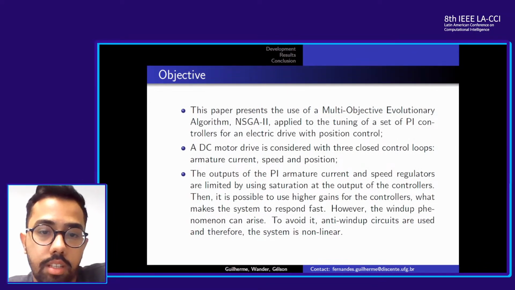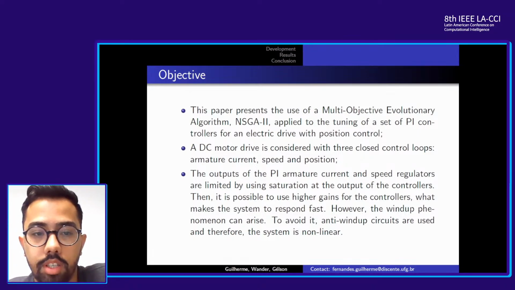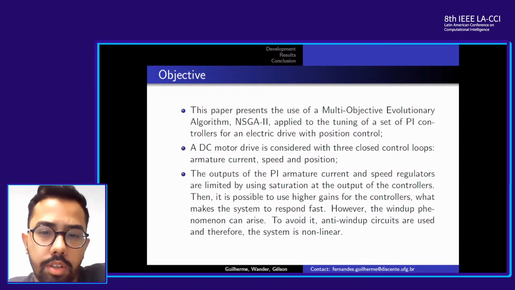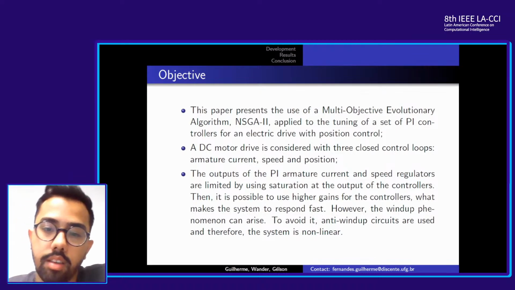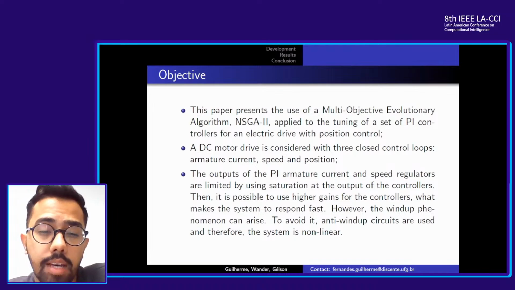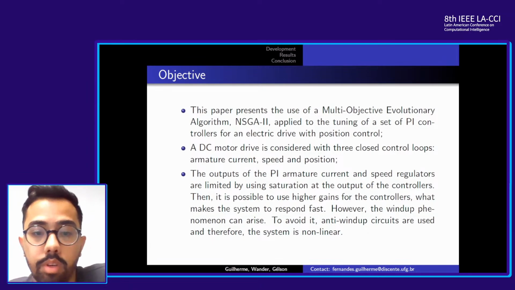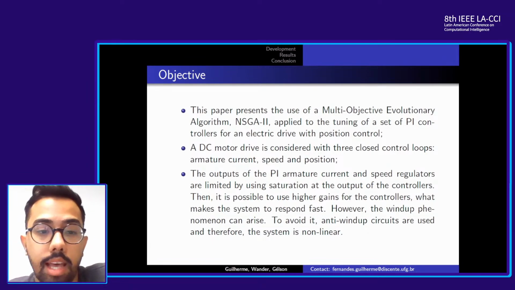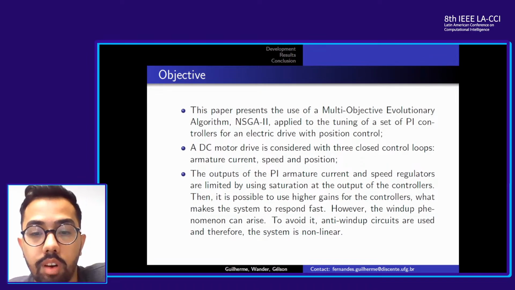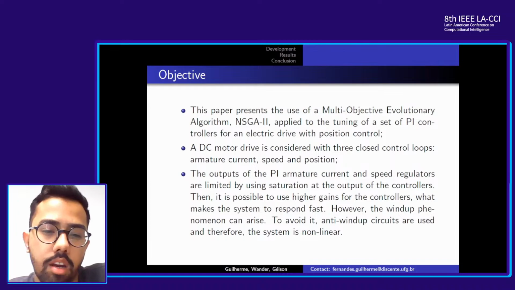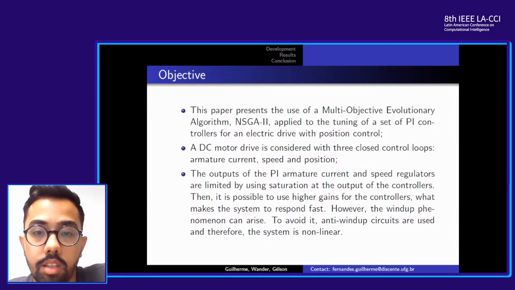A DC motor drive is considered with 3 closed control loops: armature current, speed, and position. The outputs of the PI armature current and the PI speed regulators are limited by using saturation at the output of the controllers. Then it is possible to use higher gains for the controllers, which makes the system respond faster. However, the wind-up phenomenon can arise, and to avoid it, anti-wind-up circuits are used, and therefore the system is nonlinear.